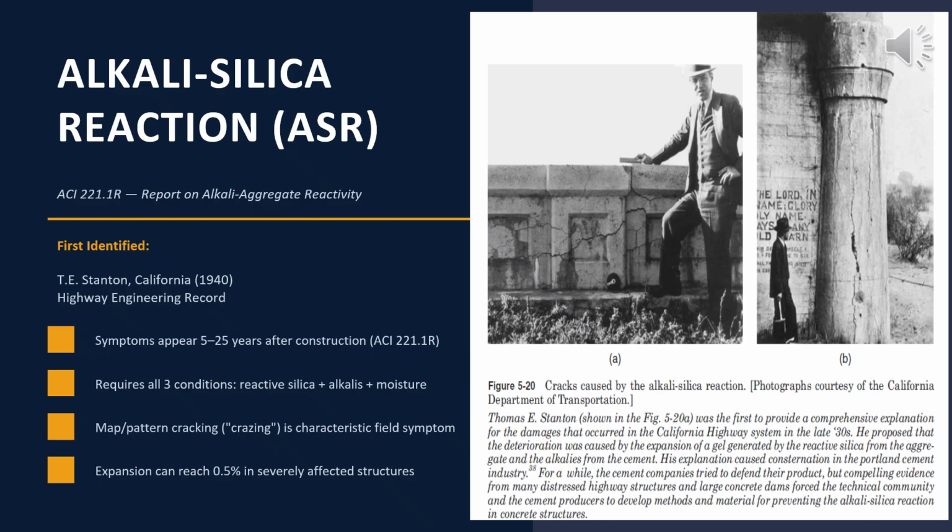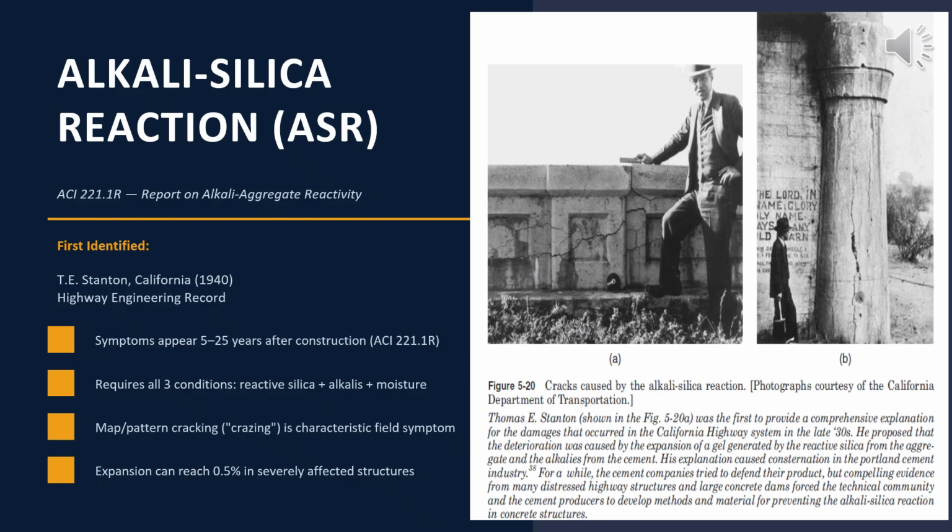Because its symptoms typically appear 5 to 25 years after construction, long after the contractor has been paid and moved on. The characteristic field symptom is what we call map cracking or crazing, a random network of surface cracks that resemble a road map with crack widths that can reach several millimeters in severe cases. You may also see gel exudation, a whitish or yellowish deposit seeping from cracks, and measurable expansion of structural elements.